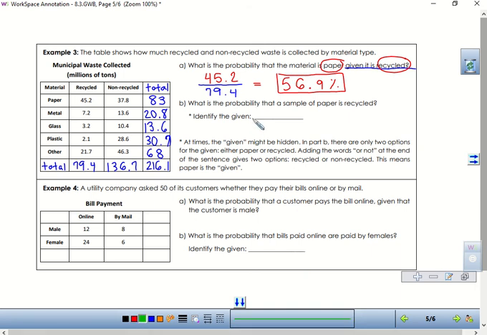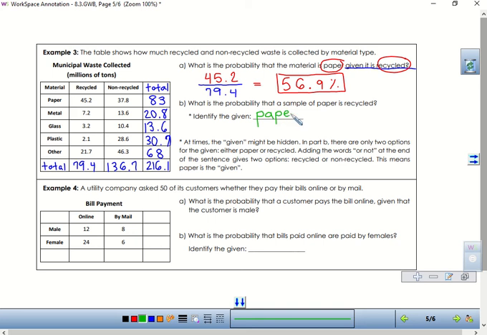So the next one that we're going to do, this one doesn't always give you the given, sometimes you have to find it. So it says, what is the probability that a sample of paper is recycled? This can be a little tricky to figure out what the given is. What do you think the given is, paper or recycled? Good, paper.